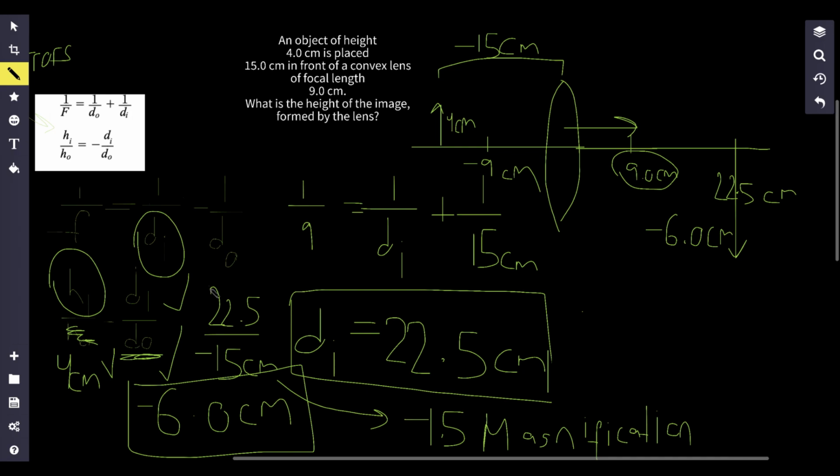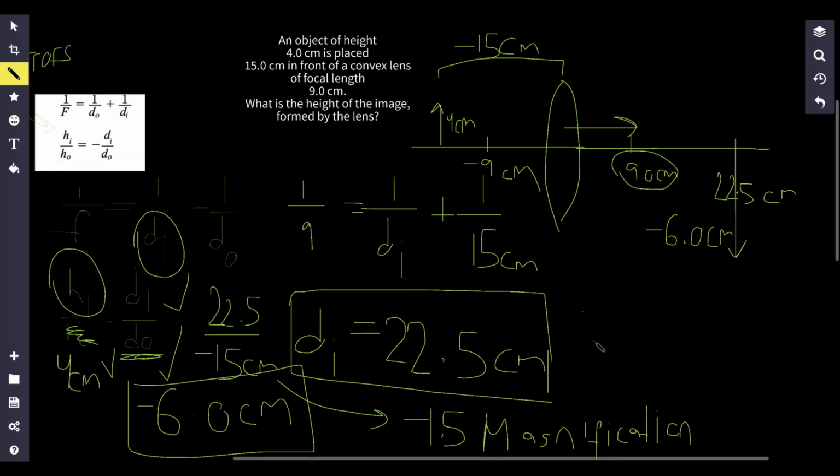If the question was asking what the magnification is, you would just divide these two values and get negative 1.5. All that means is that my image would be 1.5 times larger than it was at the beginning, but due to the negative sign, it would be flipped. So it would be a real image, meaning it would be inverted, upside down below the principal axis.